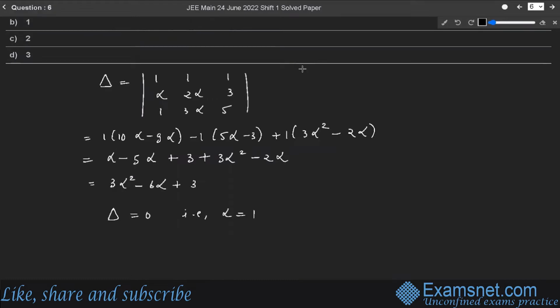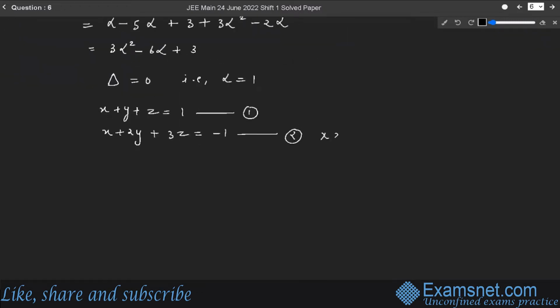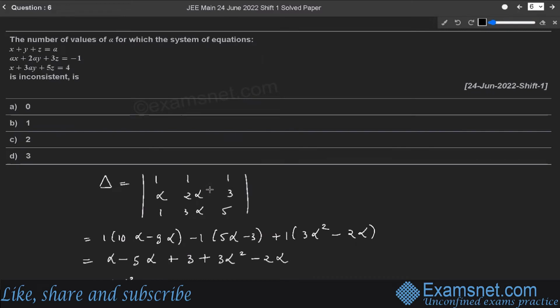Now, let us check for alpha equal to 1. So, x plus y plus z will be equal to 1. Let this be equation number 1. And x plus 2y plus 3z will be equal to minus 1. Let this be equation number 2. Now, by multiplying equation number 2 by 2 and subtracting equation 1, we get x plus 3y plus 5z is equal to minus 3. So, we can say that the equations are inconsistent for alpha equal to 1. Therefore, the correct option here is option number B, which is 1.